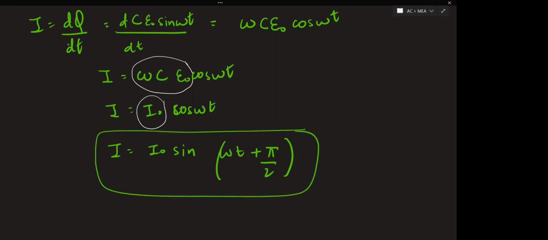And E was equal to E naught sine omega t. Now plus pi by 2 is coming here in the current. So what's the conclusion? Which is leading what, and by which angle? Anyone?